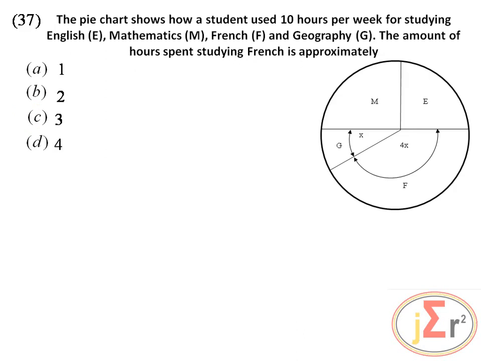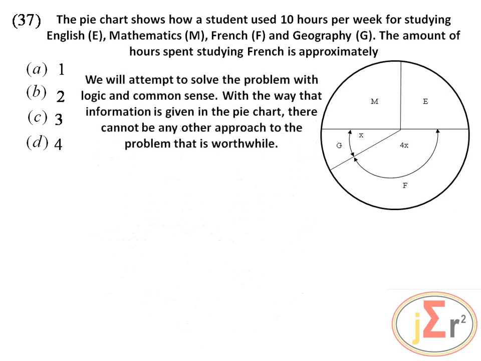The pie chart shows how a student uses 10 hours per week for studying English E, Mathematics M, French F, and Geography G. The amount of hours spent studying French is approximately, and that is the beginning of our problem. We will find the number of hours spent studying French. We will attempt to solve the problem with logic and common sense.